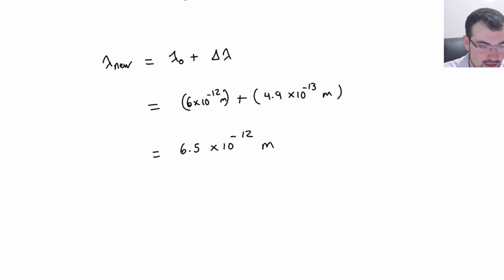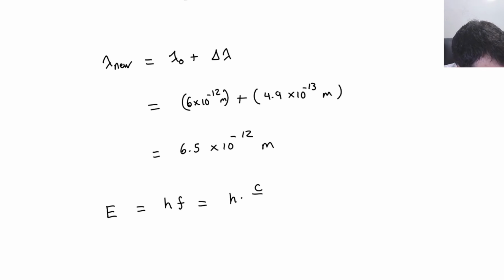And then I have to connect to the photon relationship that E equals Planck's constant times frequency, which is equal to Planck's constant times C over lambda. So I just plug in HC over lambda.